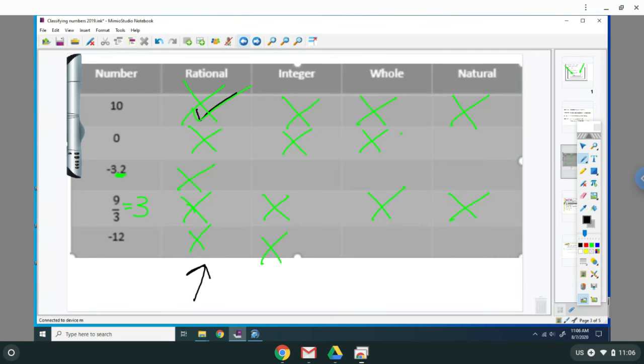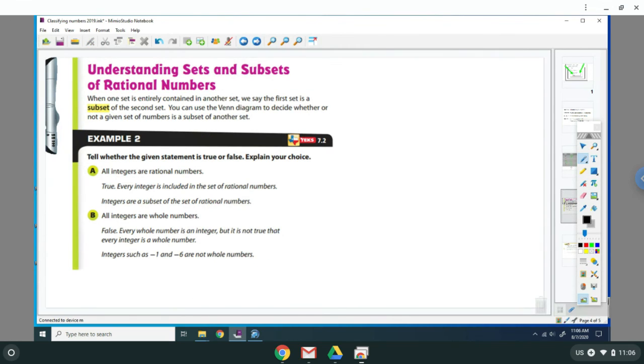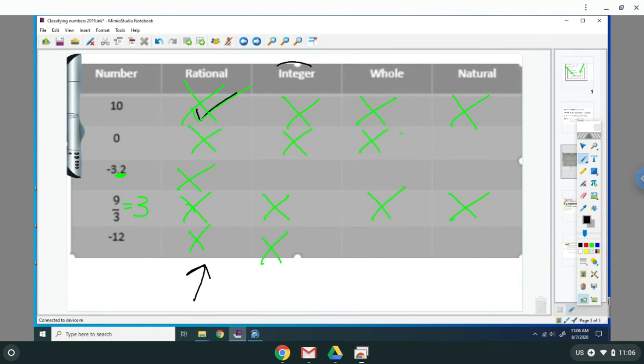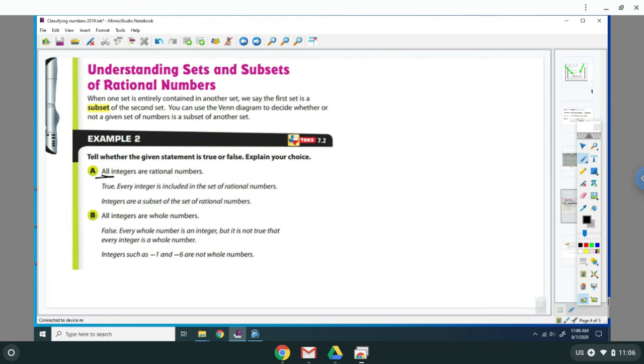Hey, let's do a true or false. Reading right here, all integers are rational. If I go back, every integer I had here that I put an X by had to be rational first. So my statement is asking, are all integers rational numbers? That's true. To be an integer, you first had to be a rational number. So that is a true statement.